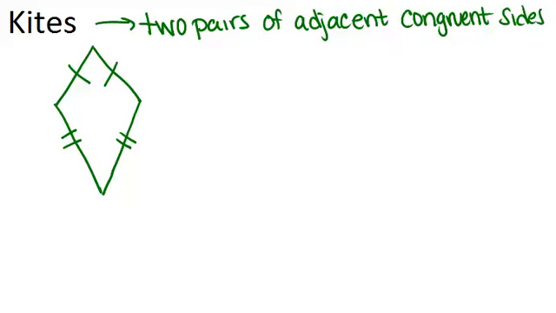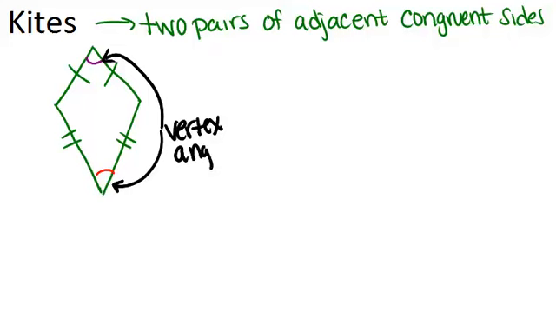Now a kite has some interesting properties and parts that we need to know the names of. The first is that the angles that are between the congruent sides, so this one and this one, are each called vertex angles. They are not going to be the same measurement.